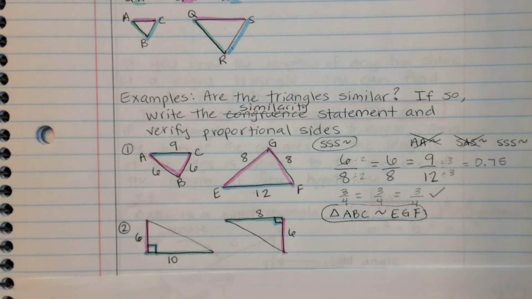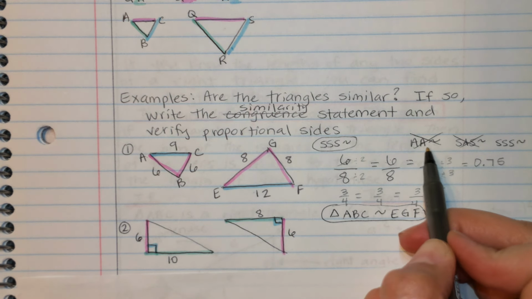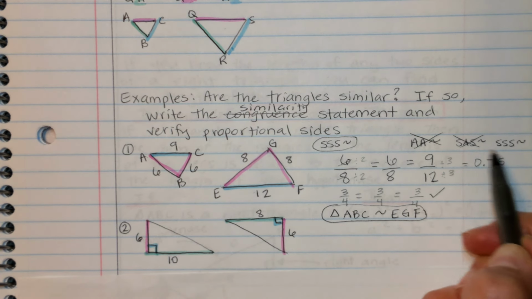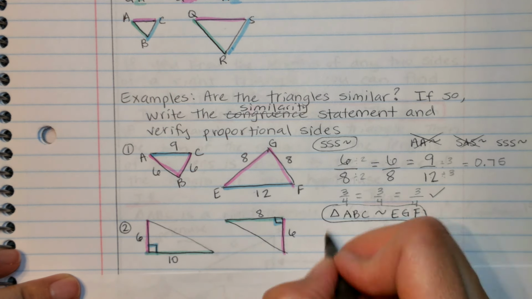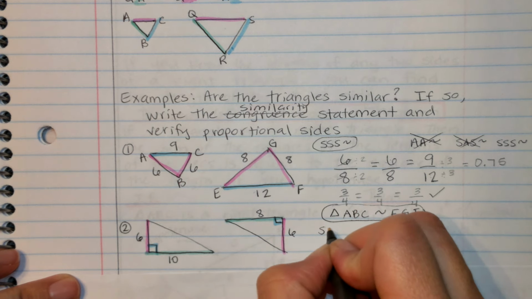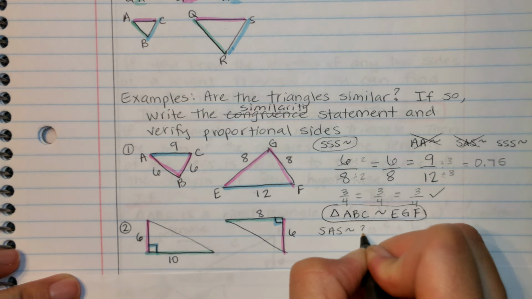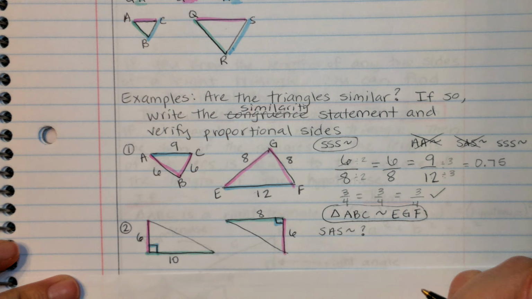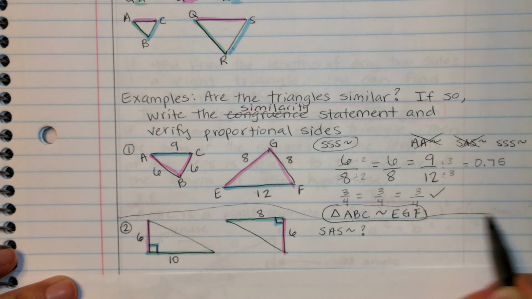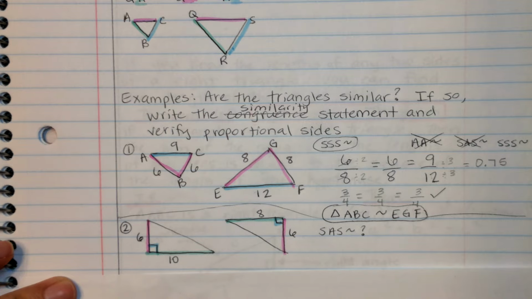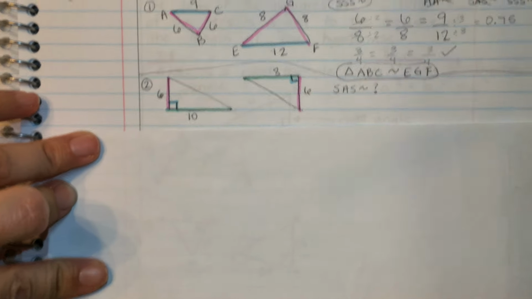So I'm thinking, out of my options I had up here, angle, angle similarity, side, angle, side, and side, side, side, I have two sides and the included angle. It could be side, angle, side, but I have to check. So I'm going to put a question mark. So make sure you're separating your work. Okay, I'm going to move this.